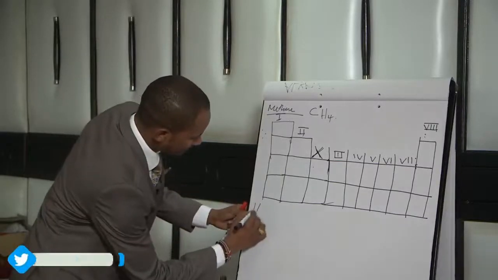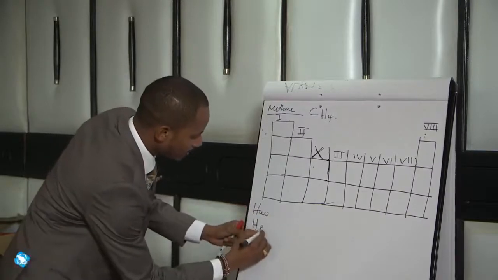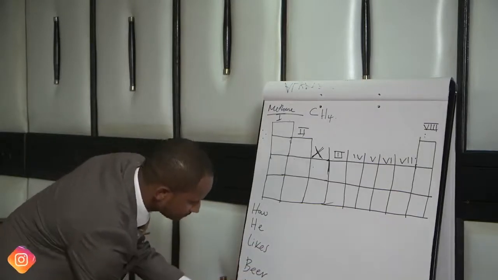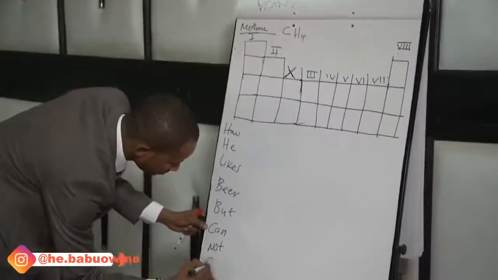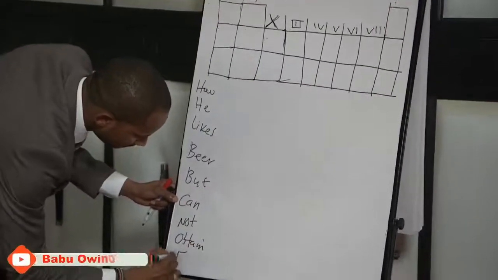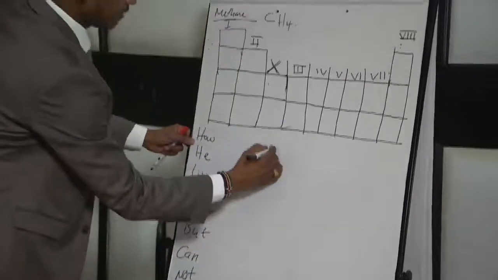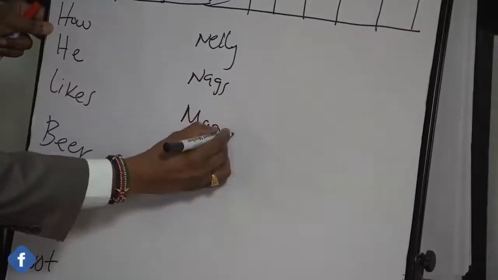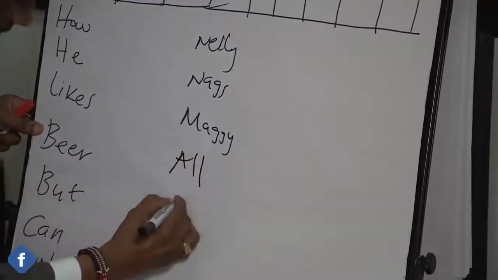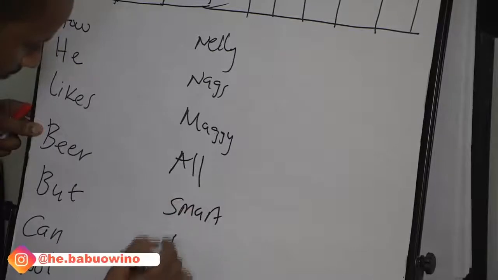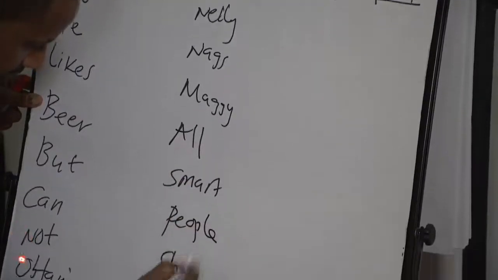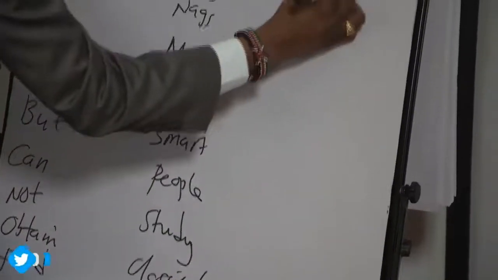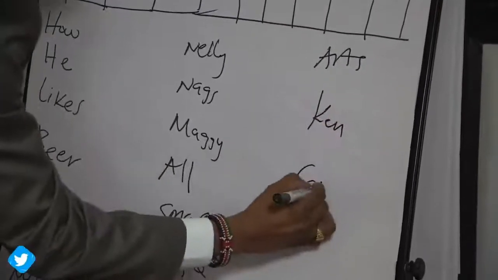So you start by saying: How he likes beer but cannot obtain food. Nelly nags Maggie. All smart people study classical arts. Can, can't.